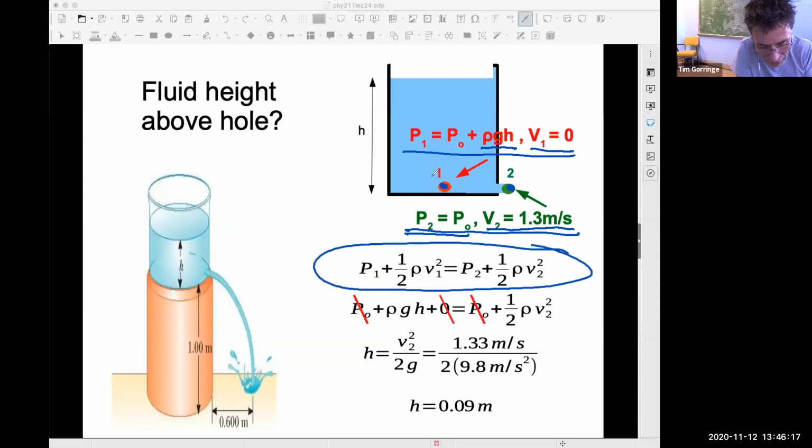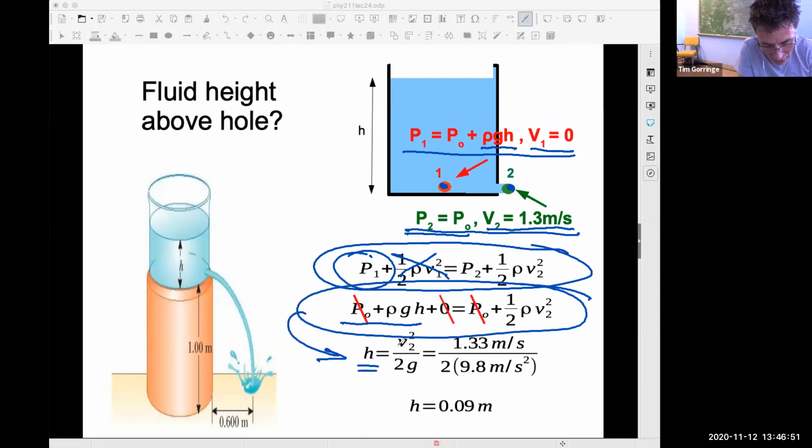Bernoulli's principle tells me that the pressure inside and outside are related to the speed inside and outside by this equation here. If you look at this equation, we know that this speed is 0. And so if we rearrange this equation, we can write this pressure P1 as atmospheric pressure plus this piece involving the height. We've got a little equation here that we can solve for the height in terms of the speed, this speed here, what I call V2. And if I rearrange that equation, the atmospheric pressures cancel out, I get this equation for the height of the fluid, and if we solve for the height of the fluid, I get 0.09 meters. And so that's an application of Bernoulli's equation.